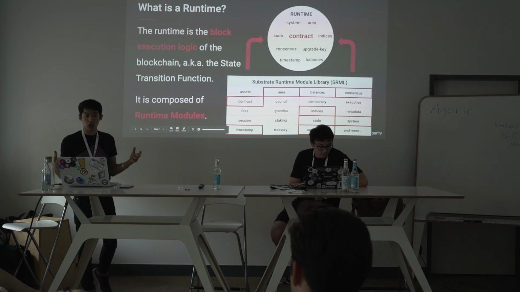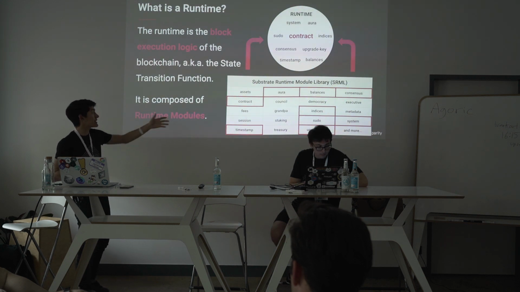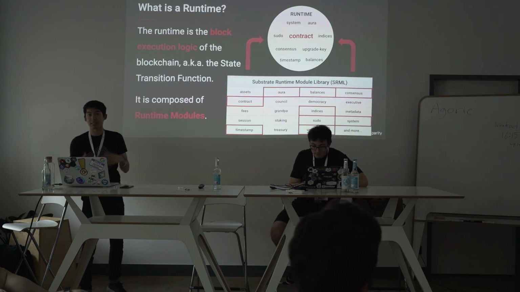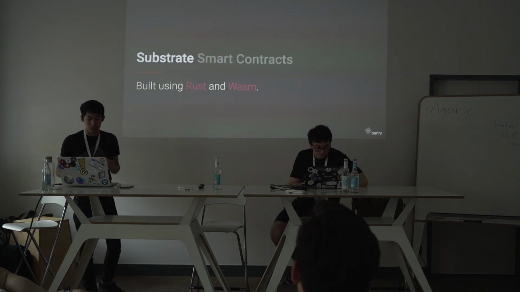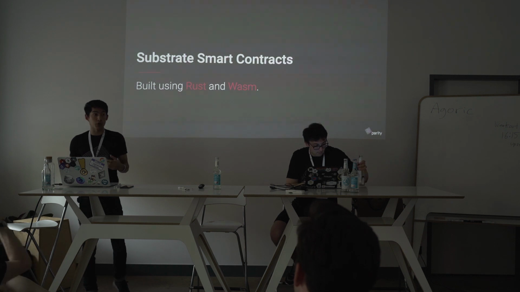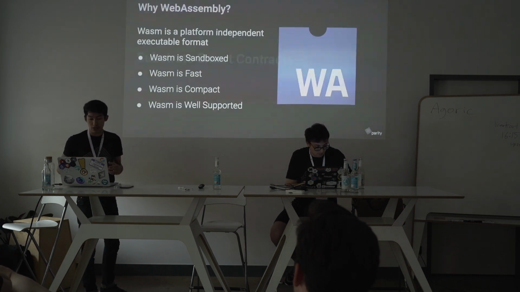So if you want to have a blockchain that has no contract system in it, you can absolutely do that. But I think a lot of people with ideas of new blockchain systems may want to have a contract layer. And it's as easy as basically importing the contracts module into your runtime to get access to that feature. So again, Substrate is built using Rust and WASM, but Substrate smart contracts are also built using Rust and WASM. And I think this is one of the things we share, a lot of the ideologies between these two.